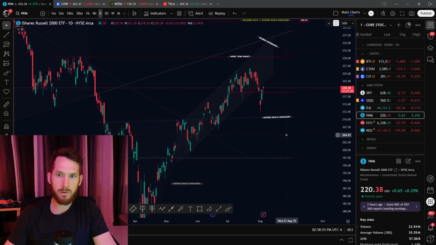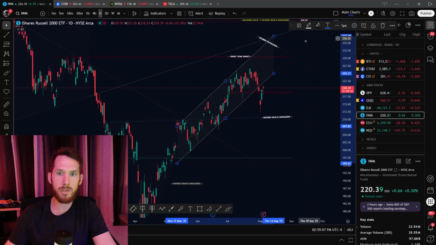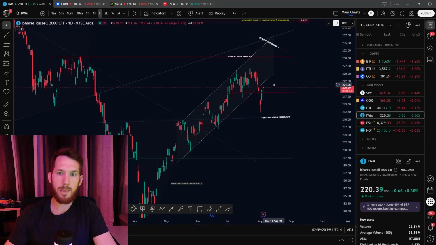Let's see here. Actually, kind of like the NASDAQ, the Russell 2000 was trading within this channel for quite some time. It did break below, so now this bottom line of the channel is going to act as resistance. So we'll see if price can break above this trend line here.